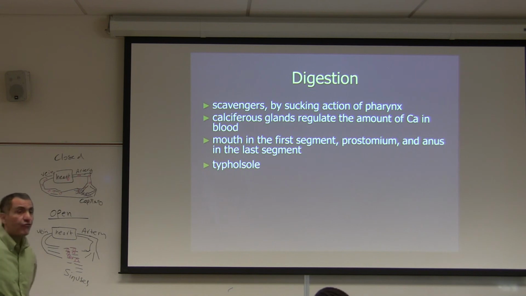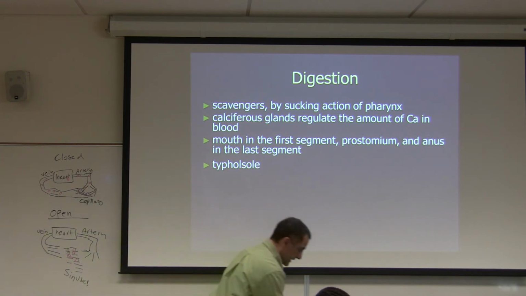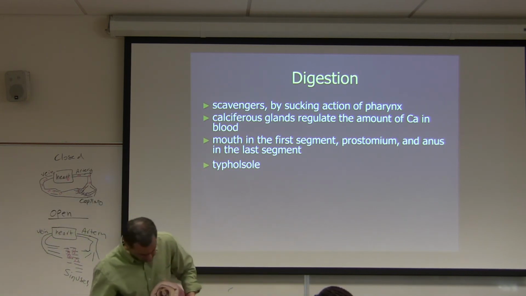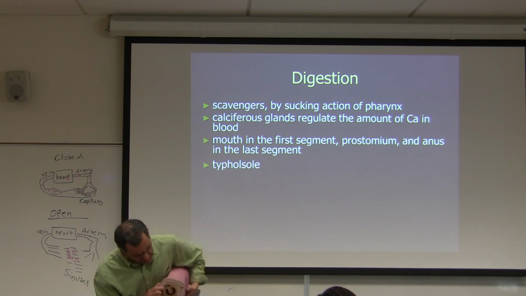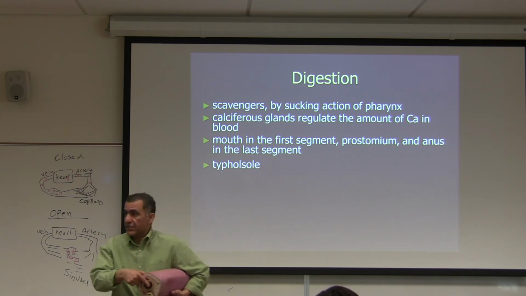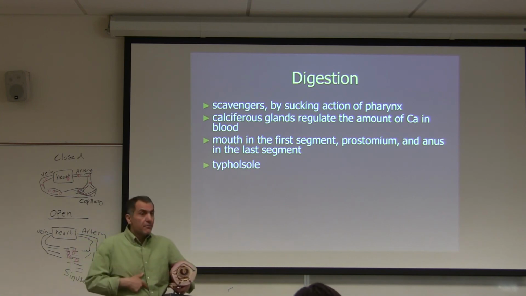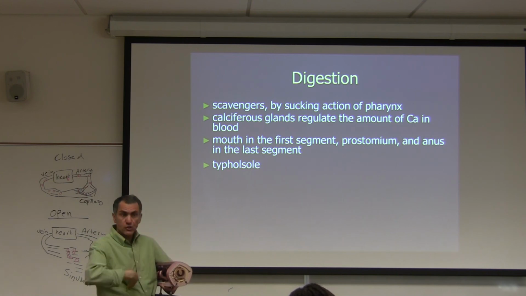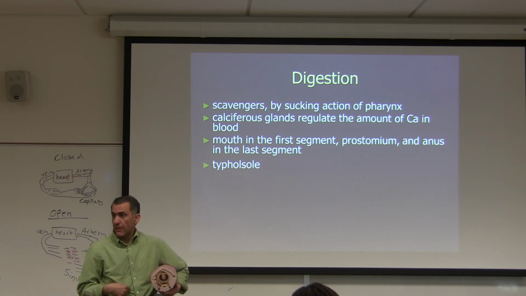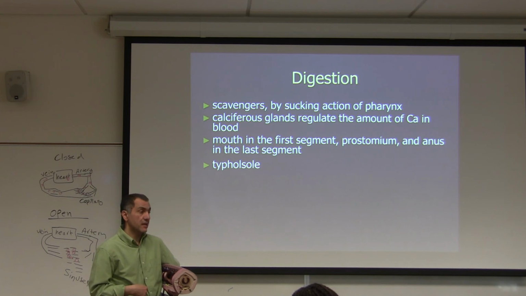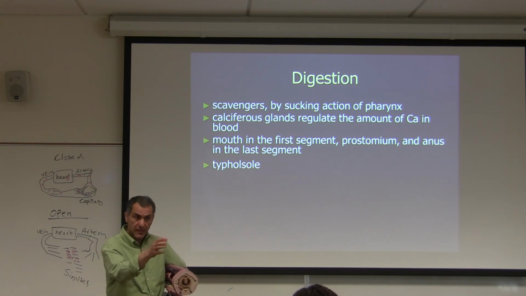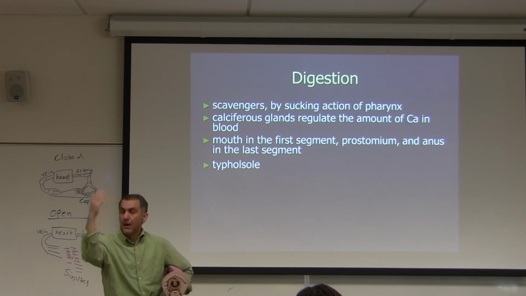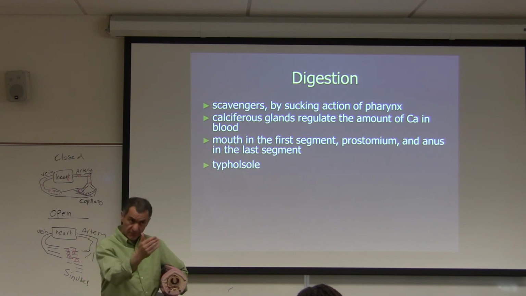Typhlosole is the fold of the intestine. If you look here, this is the intestine. You see a fold, the finger-like projection. We have many of them in our gut, finger-like projections, which are called what in us? They're called villi. You remember, villus is singular, and on top of those epithelial cells, we have another fold, which is called microvilli.